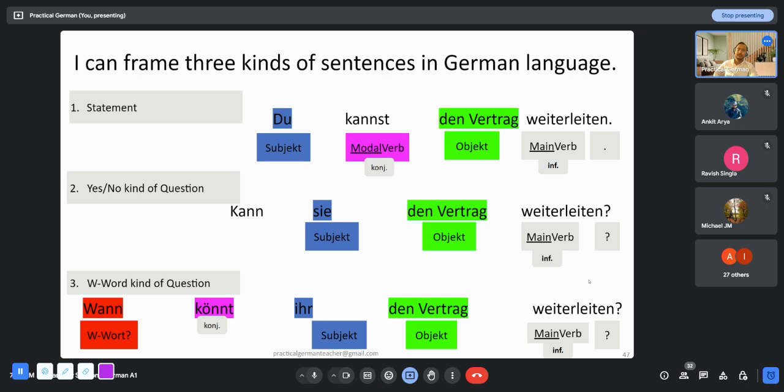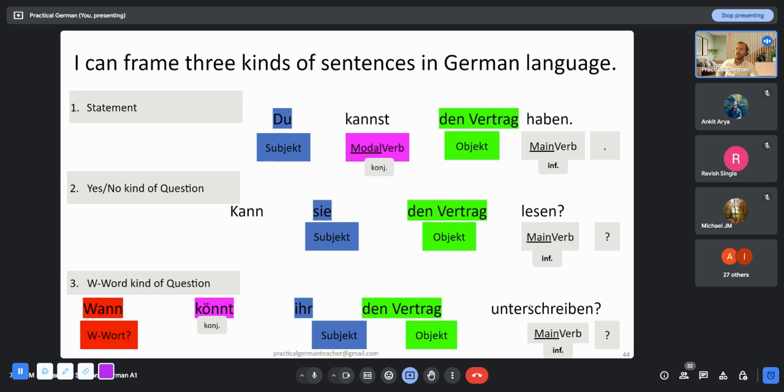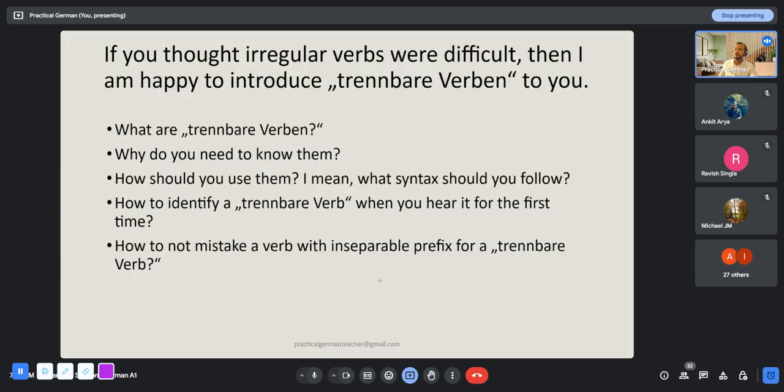For example, if I say unterschreiben, how do you know whether it is separable or not? Because you know schreiben means to write, and you are seeing one more verb, unterschreiben, you may think it is separable, but it is actually not. Unterschreiben is not a trennbare verb. So you will never write ich schreibe den Vertrag unter. You'll always say ich unterschreibe den Vertrag. But then how do you know when you hear it for the first time?